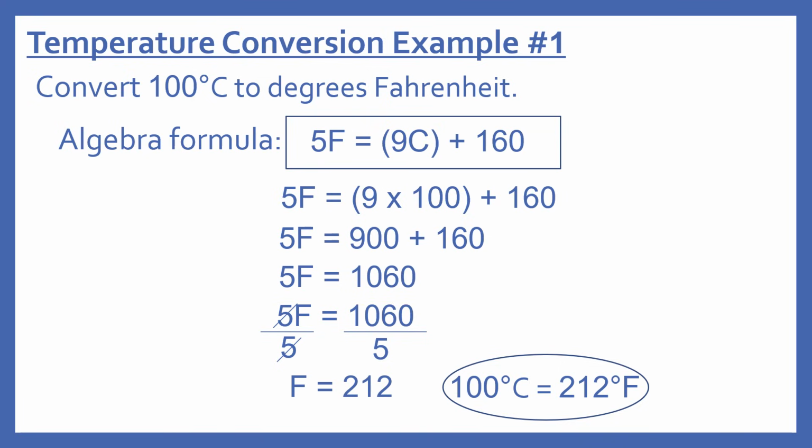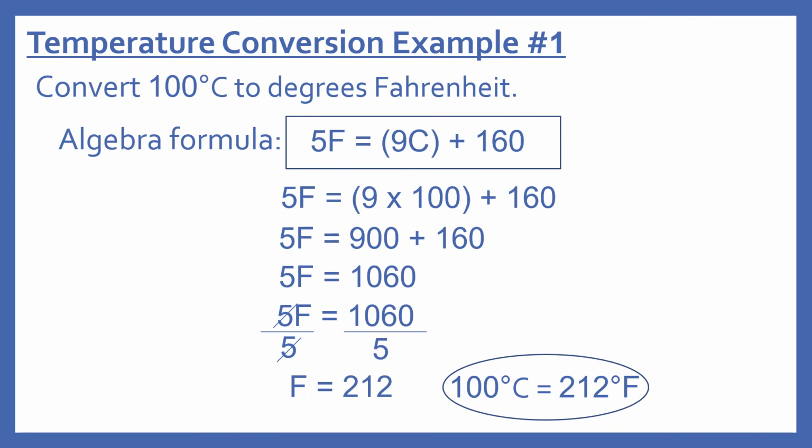Now we'll look at the same example but using the algebra formula. Convert 100 degrees Celsius to degrees Fahrenheit. We have 5F equals 9C plus 160 as our formula. So we'll just plug in our Celsius temperature here. We have 5F equals 9 times 100 plus 160. We do what's in parentheses first. 9 times 100 will be 900. Then plus 160 gives us 1060.